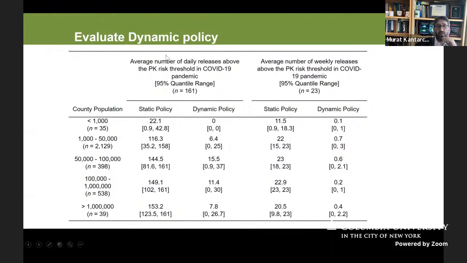So for example, when we look at the 95% quantile for a small county with population size less than 1,000, for the period we look at, we would have 22 days that the risk is above the threshold. This is for daily releases. But for dynamic policy, we had even zero. And of course, for 1 million, again, you see the same threshold. So this kind of showed that one policy about data release and what the format is may not be good. And we need to really adjust as the pandemic evolves.